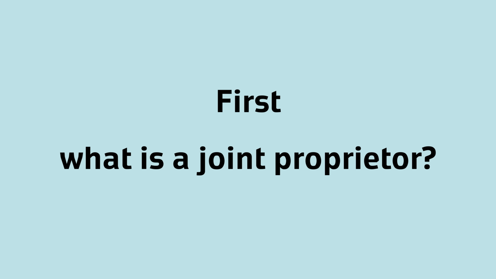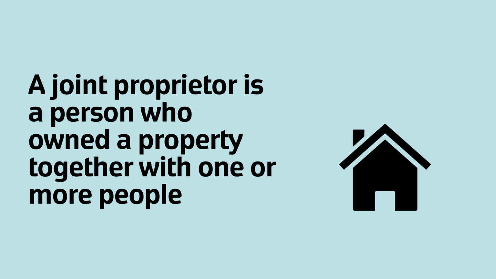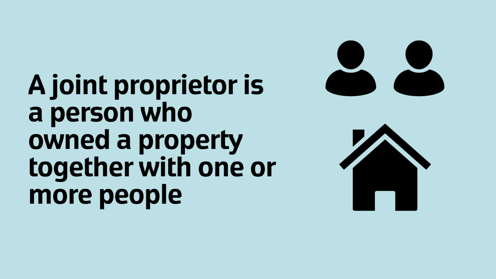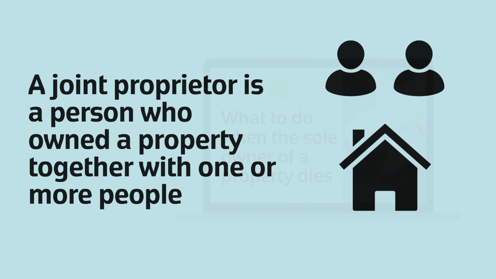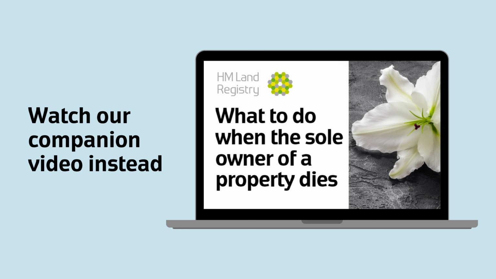First, what is a joint proprietor? A joint proprietor is a person who owned a property together with one or more other people. If the deceased was the sole owner of the property, this video won't help you. We would suggest that you watch our companion video, What to do when the sole owner of a property dies, instead.